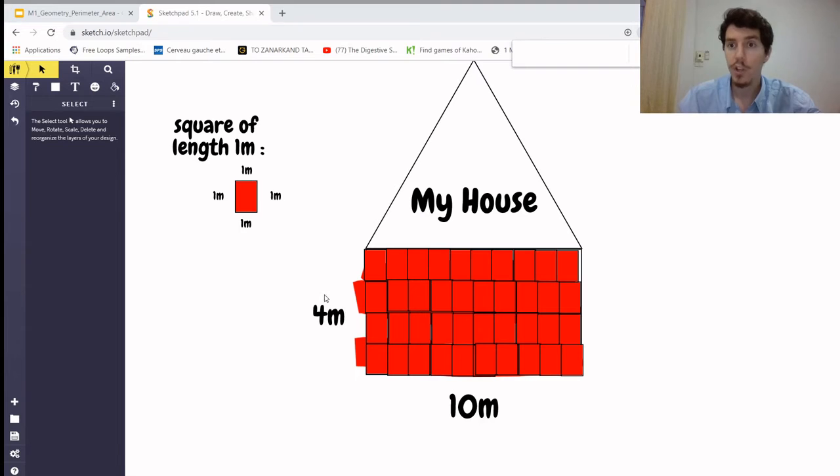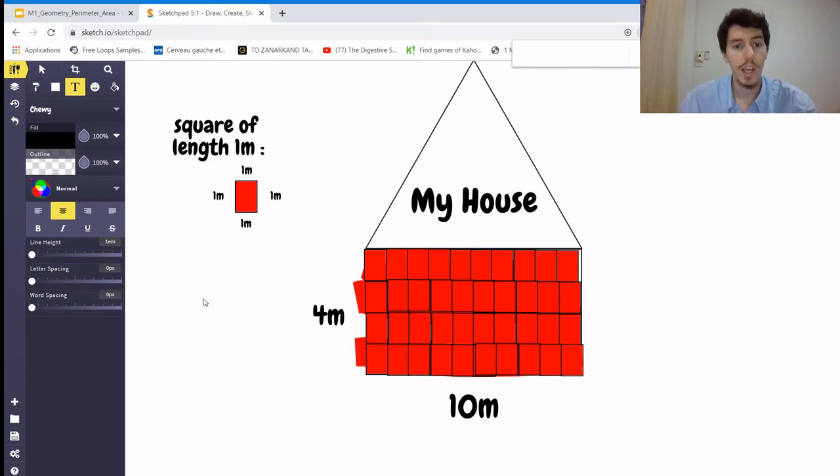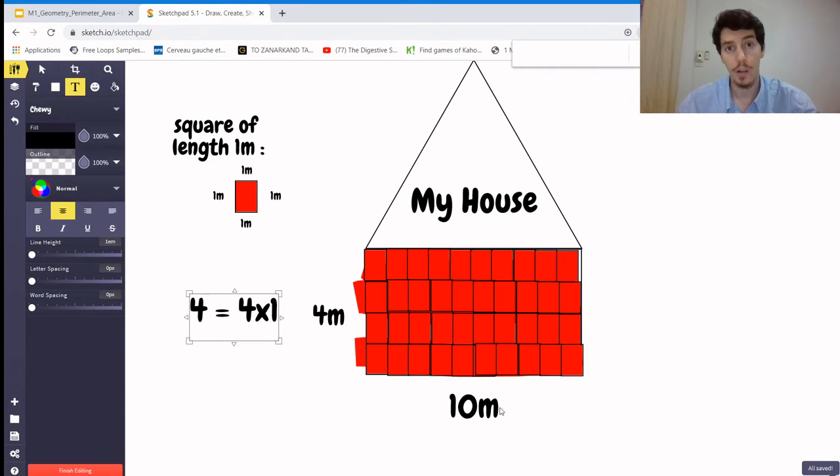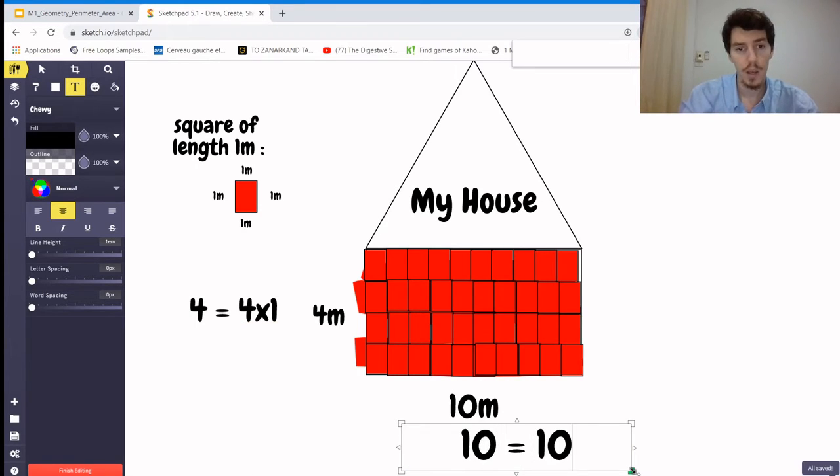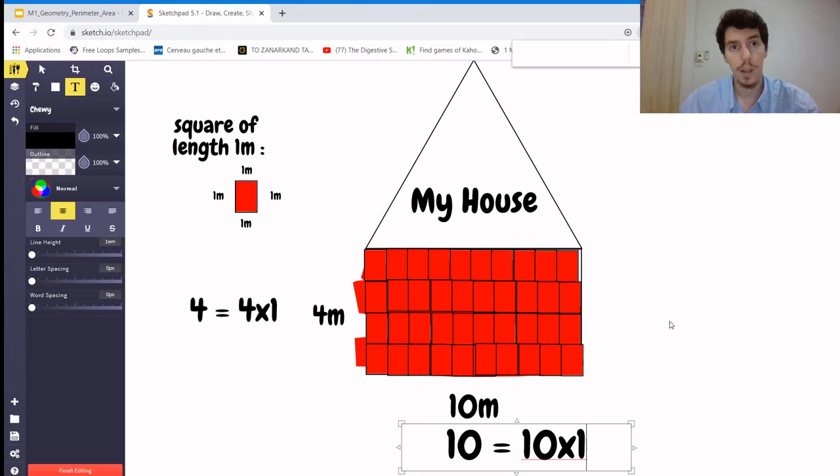4 divided by 1 is 4. 10 divided by 1 is 10, right? Or in other words, we can write that 4 is 4 times 1, okay? And 10 is 10 times 1, okay? So when we see that, it's very easy to understand why in 4 meters we can fit 4 squares, right? And in 10 meters we can fit 10 squares. And now to find how many squares in total is very easy.